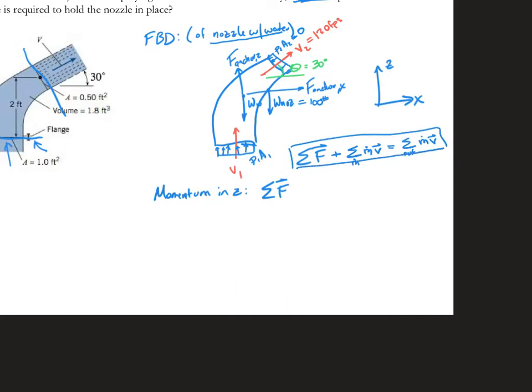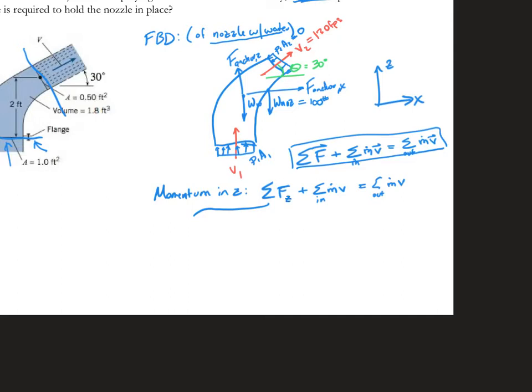Plus the sum of m dot v in equals the sum of m dot v out. Okay, so that's momentum in general. Now if we're going to make it in the x direction, what we can do is get rid of the arrow on top, and say the sum of the forces in the x direction plus the sum of m dot Vx in equals the sum of m dot Vx out. So the arrows got replaced with the letter x. So I'm going to split this out here. Oh, not x. Sorry, we're in the z direction. Let's get rid of those and make them z's.